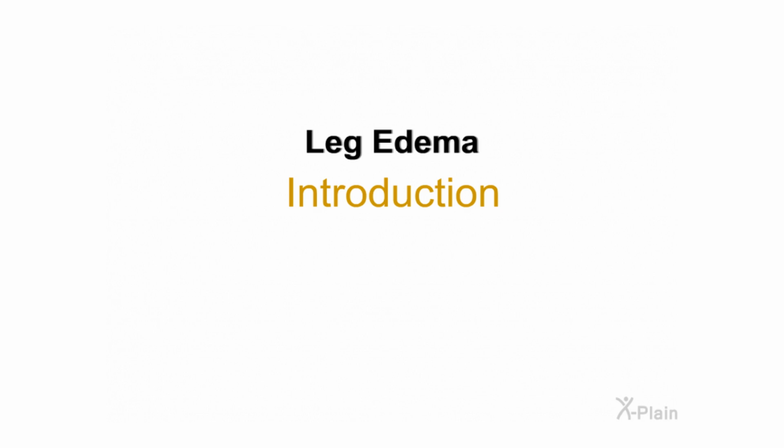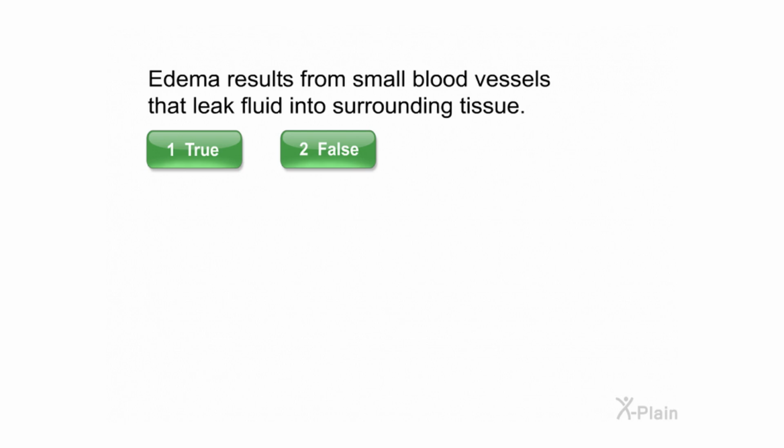Leg edema. Introduction. Edema results from small blood vessels that leak fluid into surrounding tissue. Select true or false. Correct.